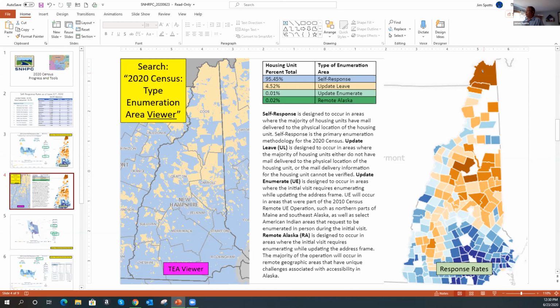Now, the updated leave process is where an enumerator will actually go to the residents and drop off the census form. This is usually in areas where people get the majority of their mail through a post office, or there is no mail delivery at the residence. So you can see this is the northern part of the state, Grafton, Carroll, and then the western part of the state. You can see these same tracts in brown that have a lower than average self-response rate.